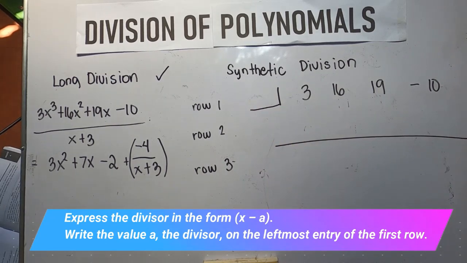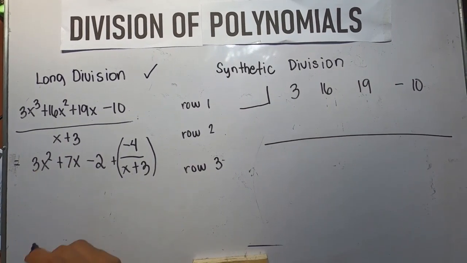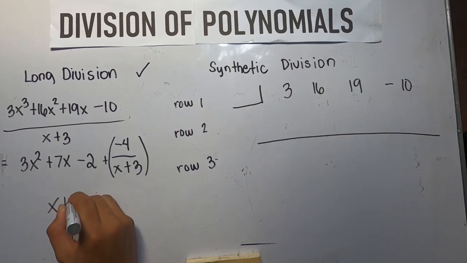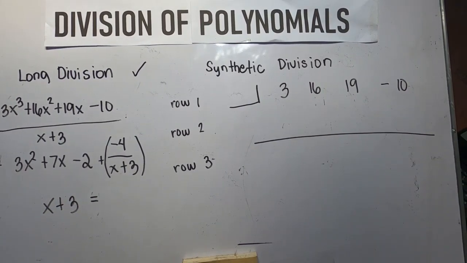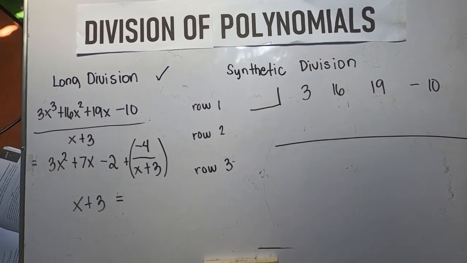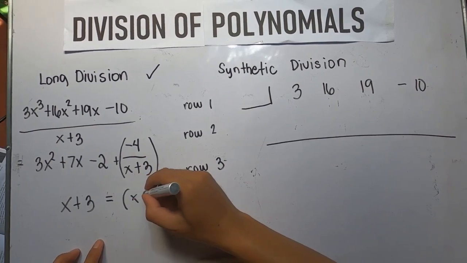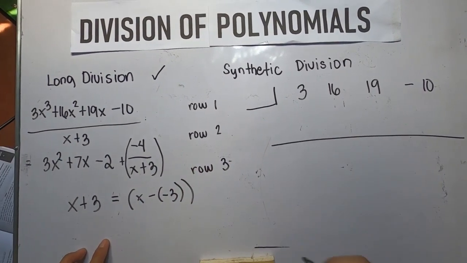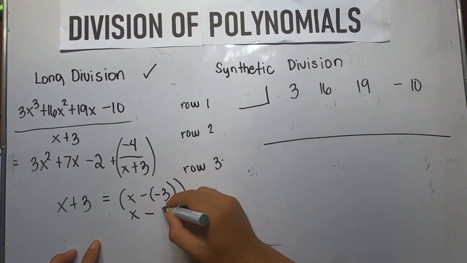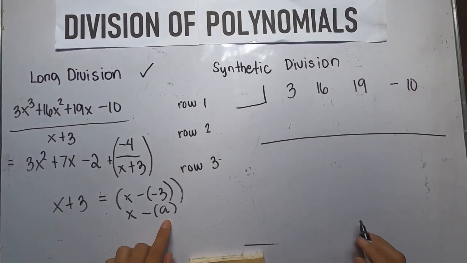In order for us to solve for the value of the constant a, we can use the divisor x plus 3, and we will equate that to 0. That's already written in the form of x minus a. Why? x plus 3 is the same as x minus negative 3. So this will be x minus a. So the value of a is negative 3.